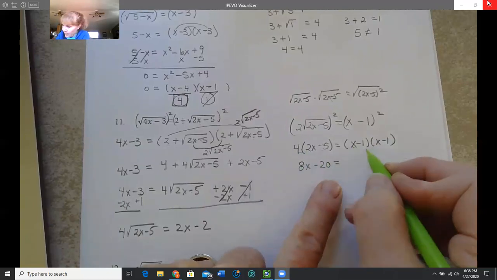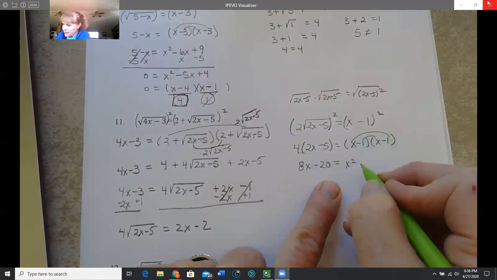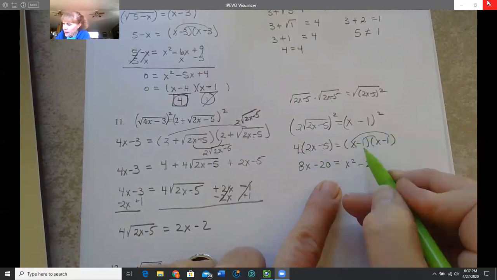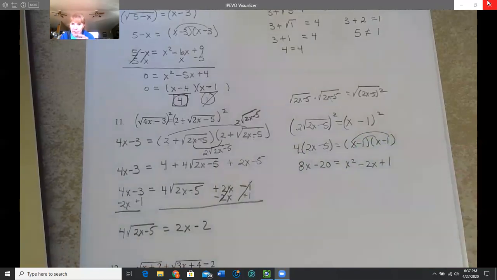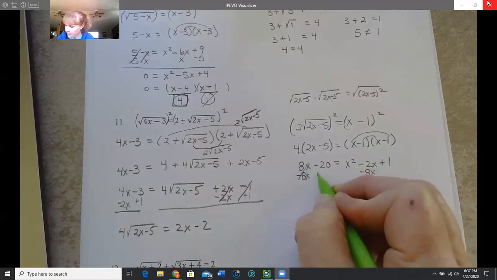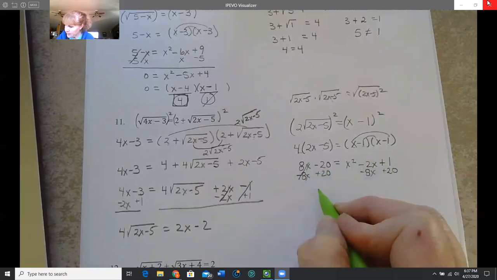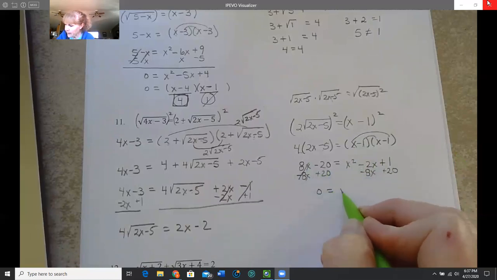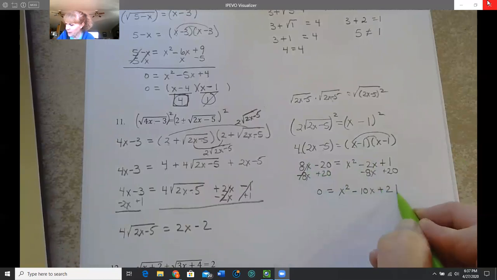Equals x squared, the first times the first, minus 1x, and a minus 1x is a minus 2x. Last times the last. And now you set it equal to 0 and factor it. Plus 20. So 0 equals x squared minus 10x plus 21.